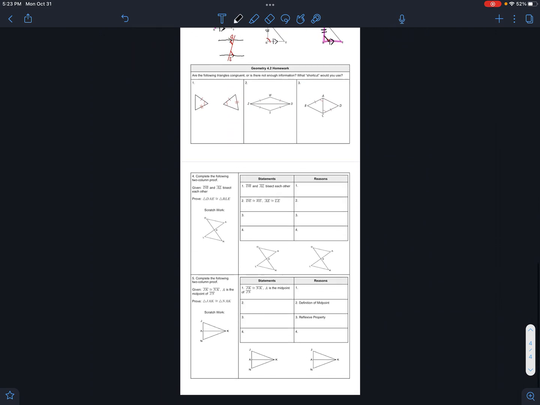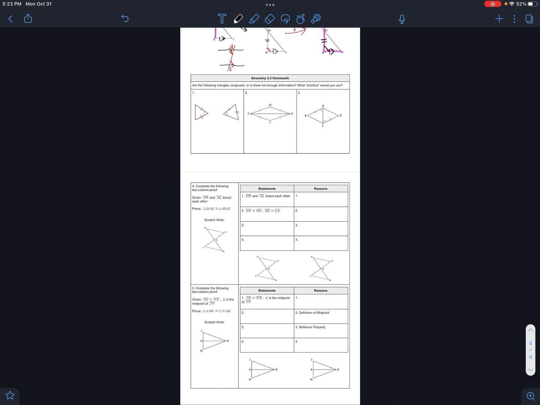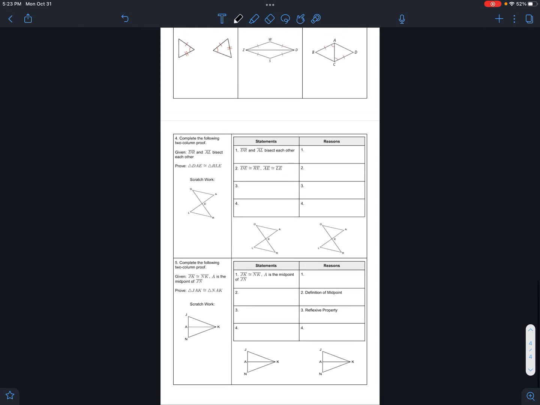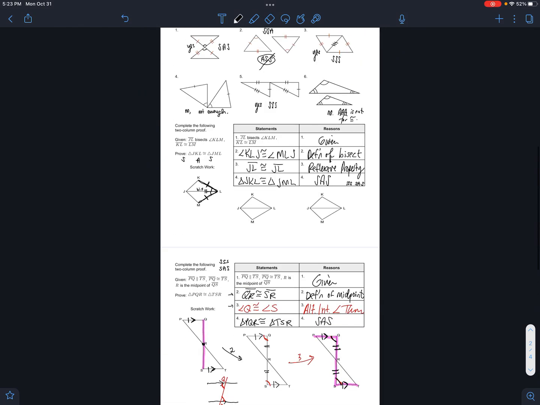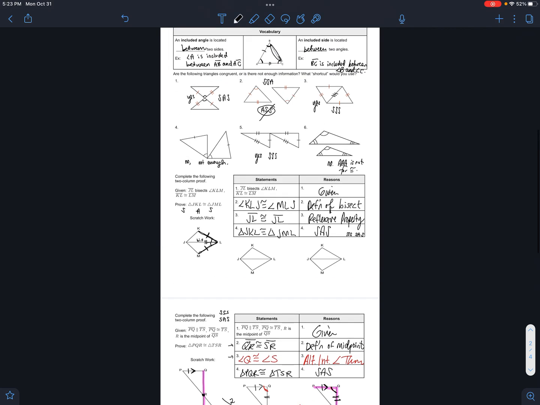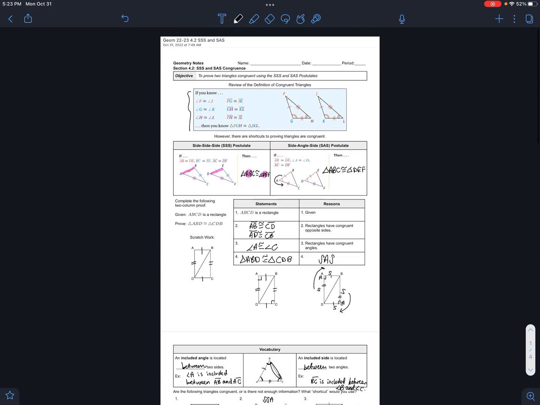Okay? So we haven't seen a proof with SSS, but I would take a look at the homework and maybe you can see one there.